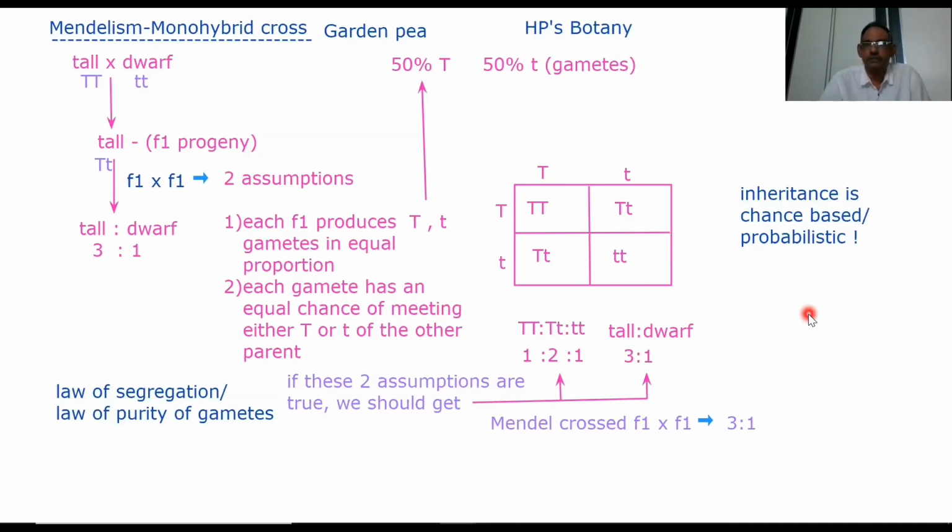Inheritance is probabilistic. For that matter, all the ratios in genetics that we use, 1:2:1 ratio, 3:1 ratio, or monohybrid test cross ratio, 1:1, dihybrid ratio 9:3:3:1, dihybrid genotypic ratio 1:2:2:4:1:2:1:2:1, all these ratios mean only one thing, that inheritance is a chance-based event. Inheritance is a probabilistic event. That is the single most important contribution of Mendel to the understanding of heredity and inheritance.